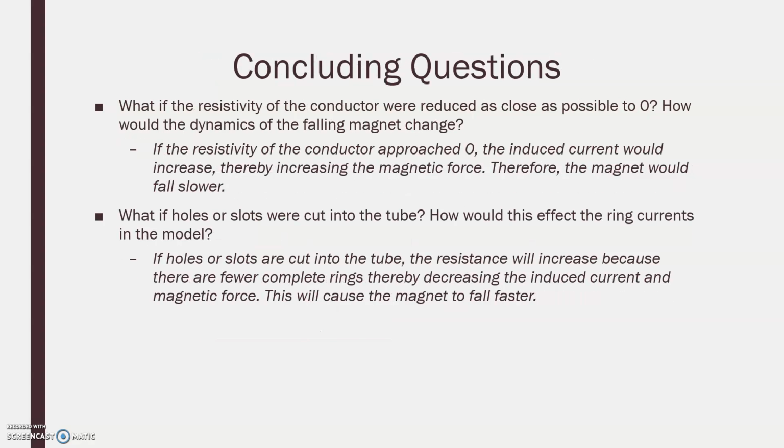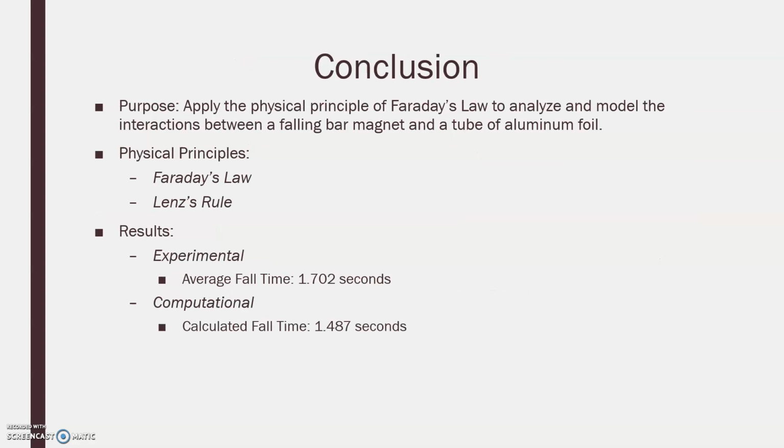We were also asked two concluding questions. The first question asks how reducing the resistivity of the conductor as close to zero affects the dynamics of the falling bar magnet. If the resistivity of the conductor approached zero, the induced current would increase, thereby increasing the magnetic force. Therefore, the magnet will fall slower. The second question asks what would happen to the ring currents in the model if there were holes or slots cut into the tube. If holes or slots were cut into the tube, the resistance will increase because there are fewer complete rings, thereby decreasing the induced current and magnetic force. This will cause the magnet to fall faster.